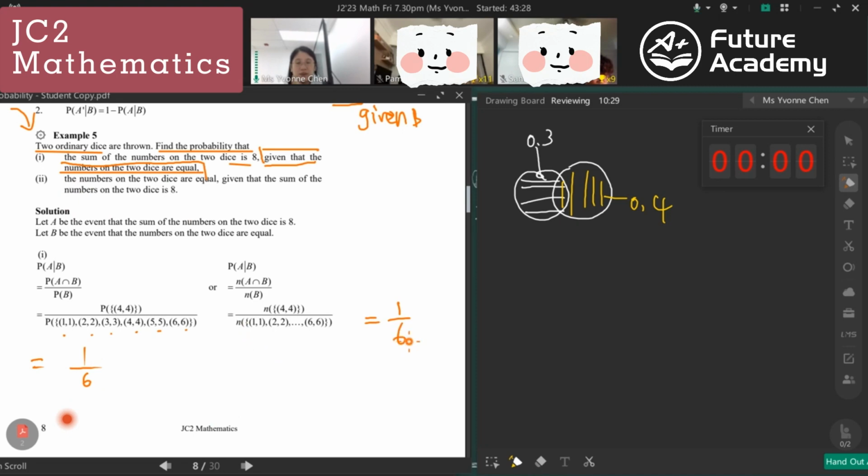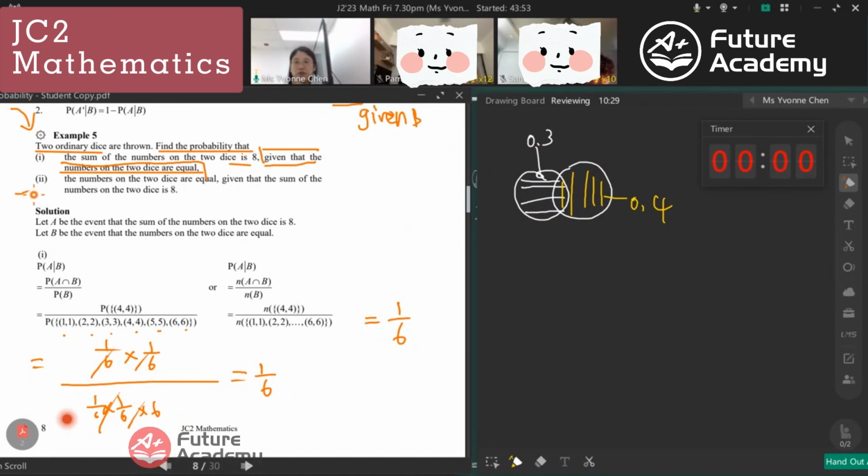Sorry, this is more of the second method. The first method is the probability of getting a 4, 1 out of 6, and getting a 4, 1 out of 6, divided by 1 over 6 times 1 over 6 times 6. So we can cancel, we get 1 over 6. This is for question 5, part 1.